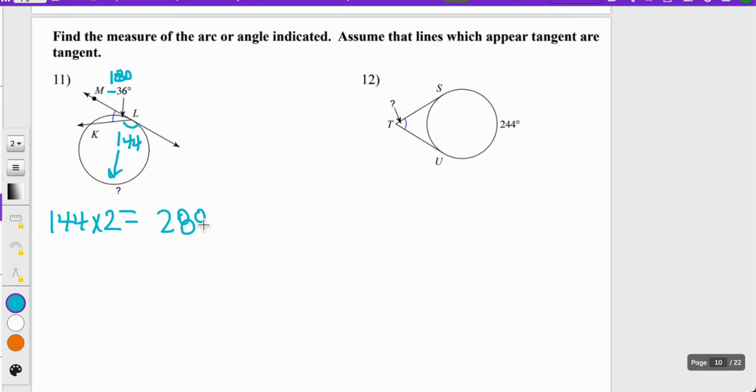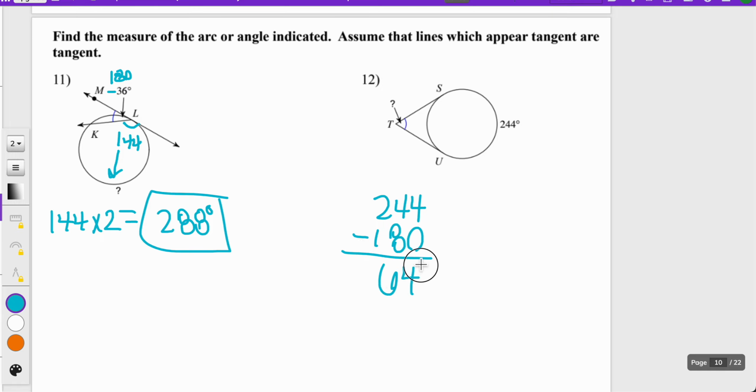I'm going to end up with 288 degrees. For number 12, I'm missing this interior angle. So all I'm doing here is taking 244 and subtracting 180 from that. So 244 minus 180 is going to give me 64 degrees. That theorem I used was 10.17 from our theorem sheet.